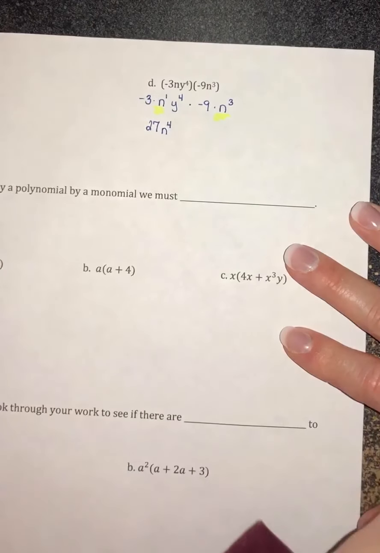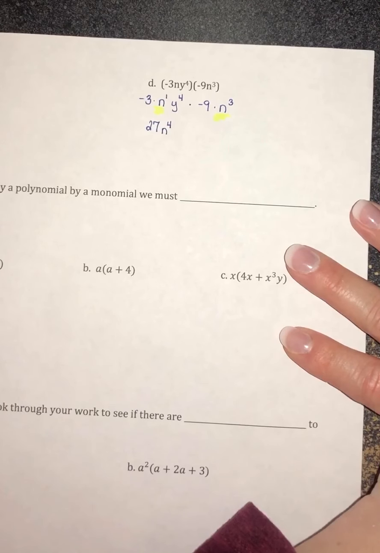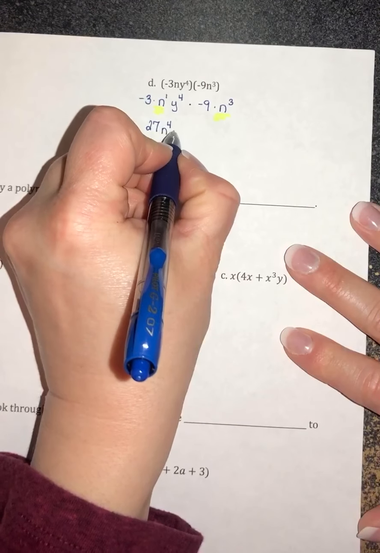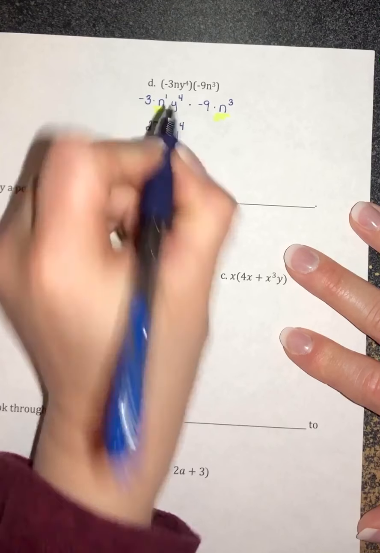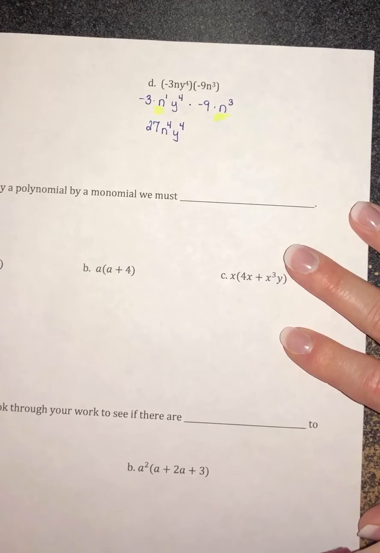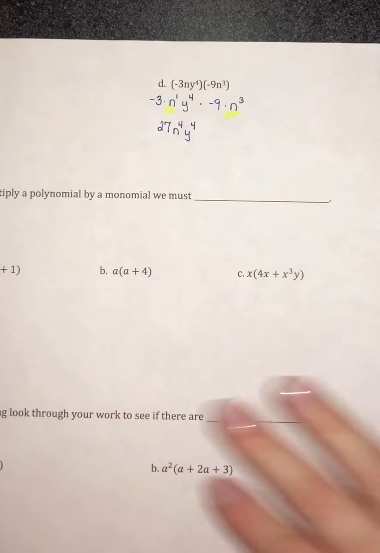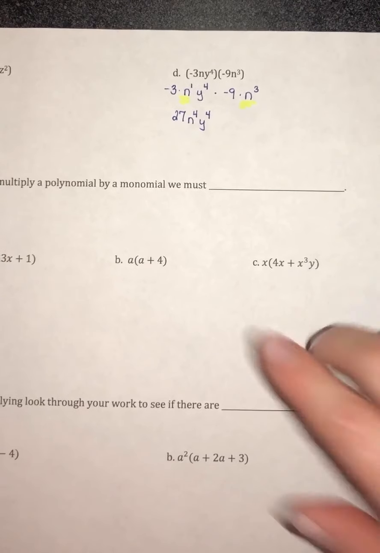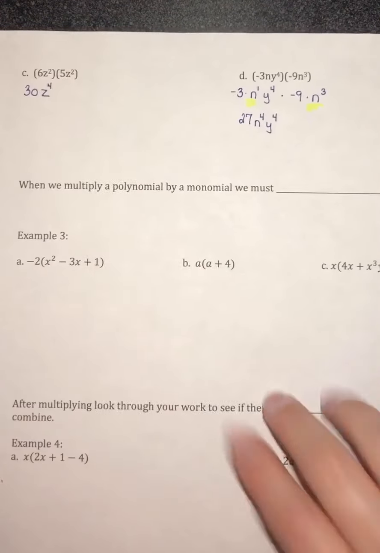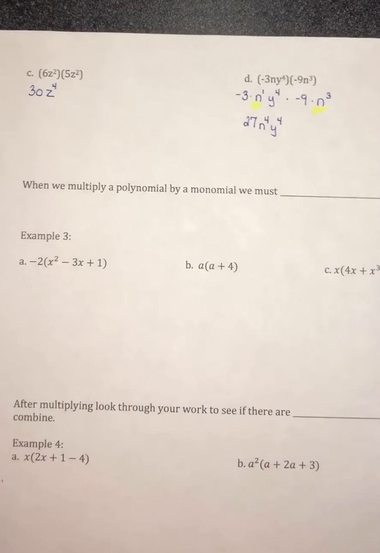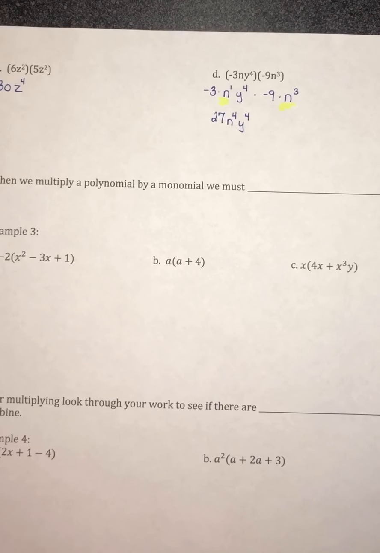Now unfortunately, my poor little y to the 4th has nothing to combine with, and so therefore it stays y to the 4th. So now that's monomial times monomial, a single term times a single term. Now we're going to multiply a monomial and a binomial.